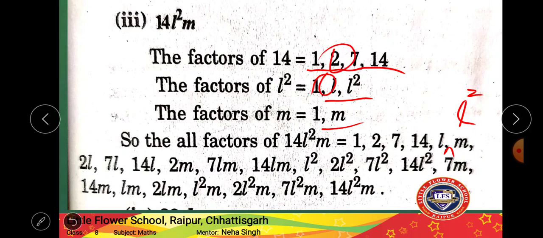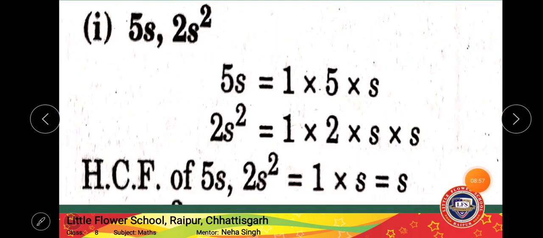2 will be multiplied with L square and m. Then 7 will be multiplied with L square and m. Then 14 will be multiplied with L square and m. Okay, so like this you are going to note down the factors. Now moving on to the second question. First question, last part is your homework.